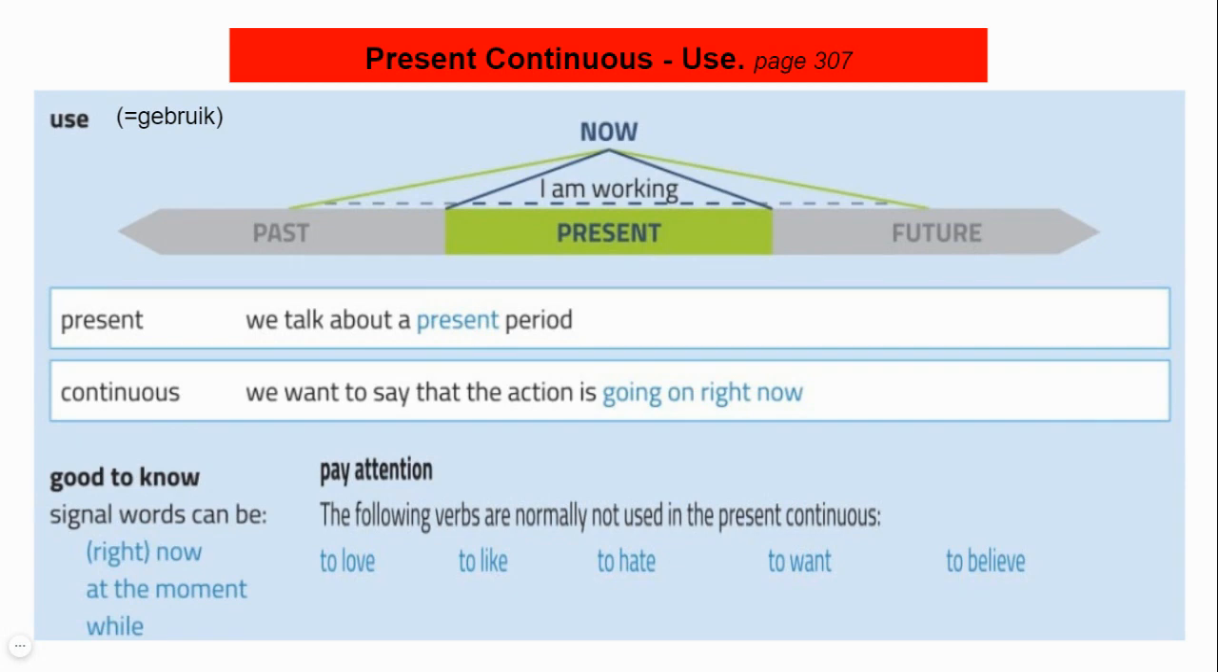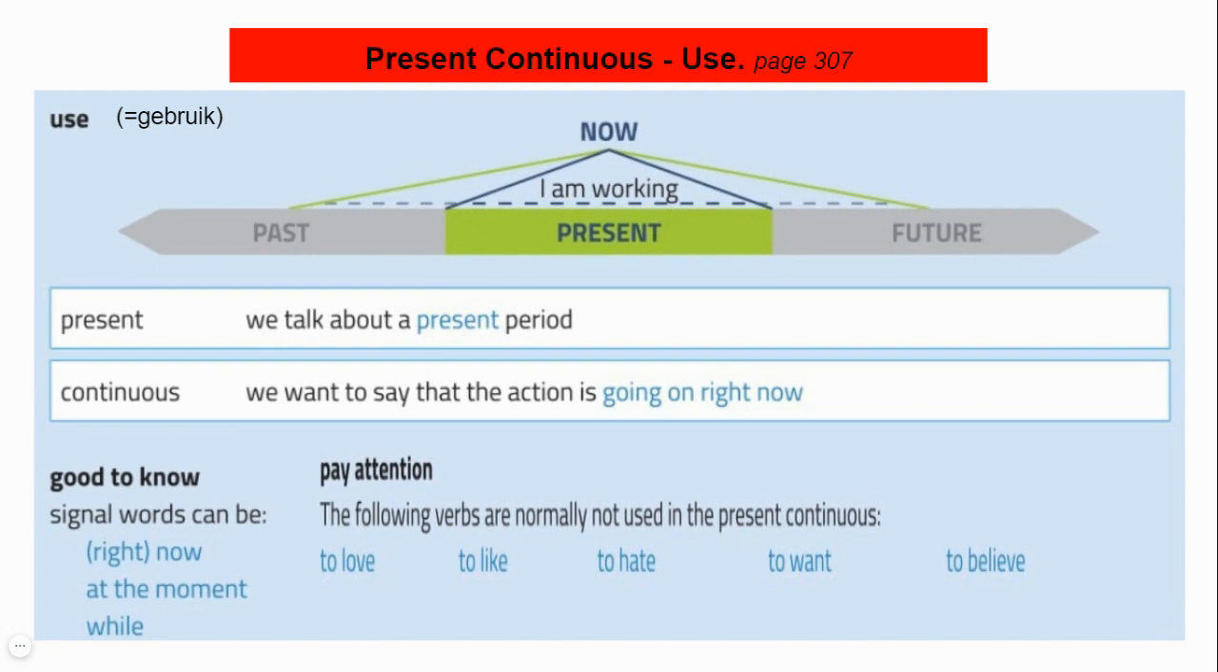I am working right now. Ik ben aan het werken. I'm talking now. Ik ben aan het praten. You are listening at the moment. Jullie zijn aan het luisteren. Let's have a look at the good to know part.